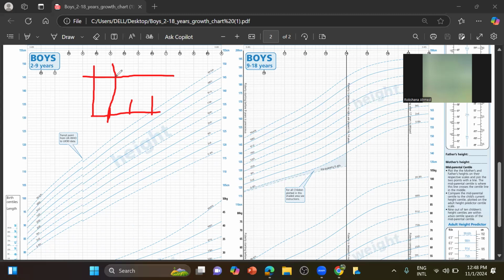it is the actual curve for this chart. Okay, and suppose we find this is on the 50th centile maybe.